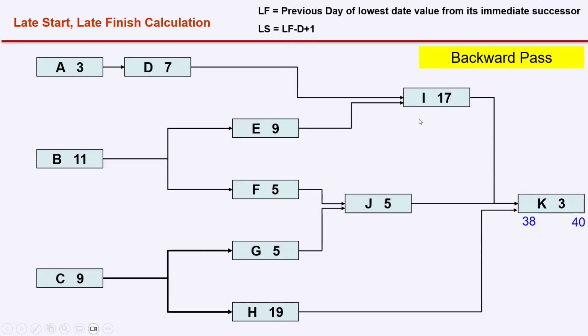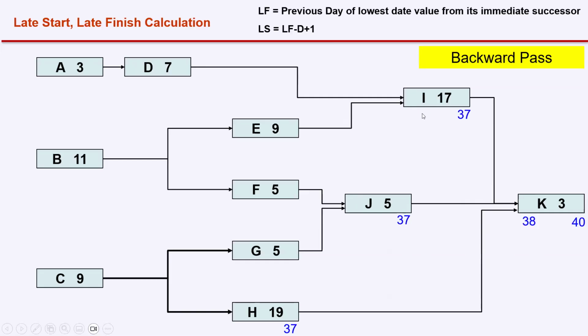Now, moving backward in the network, for all the remaining activities, to calculate the late finish, we have a formula: the previous day of the lowest date value from its immediate successor. For I, J and H, we have only one successor, which is starting on day 38. So the late finish is day 37. Now, I have to start K on day 38 to finish the project in 40 days. If I want to start K on day 38, all its predecessors should have finished at least one day before. Then only you can start K on day 38.